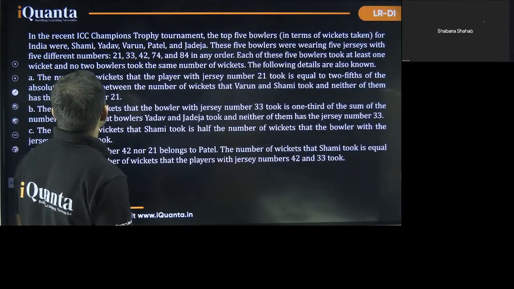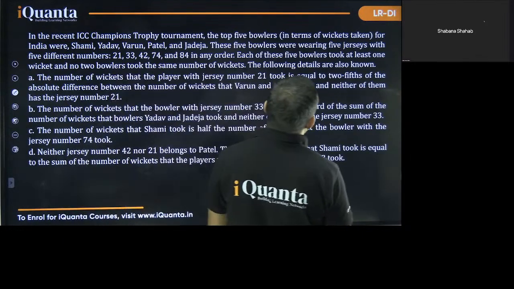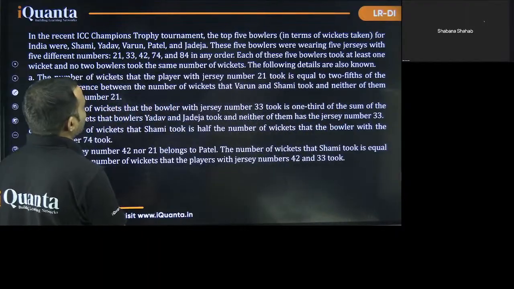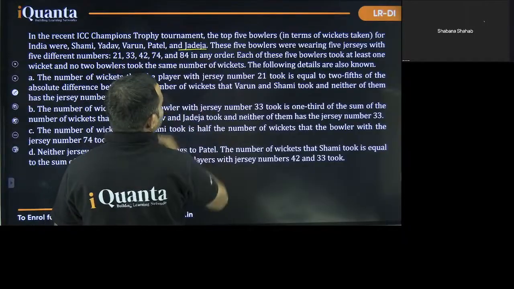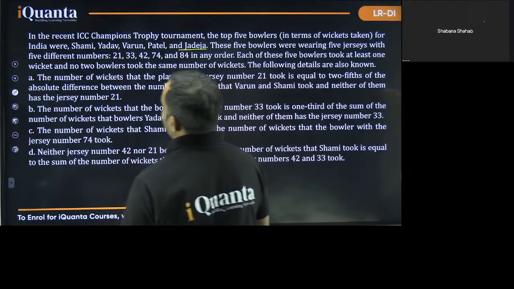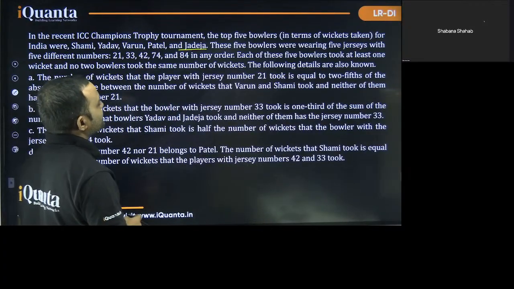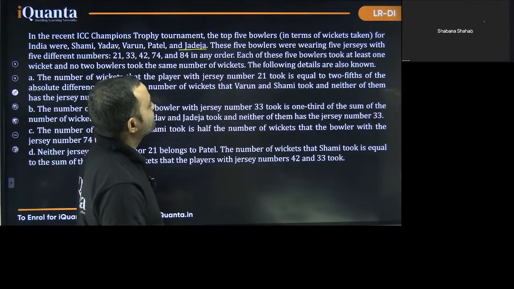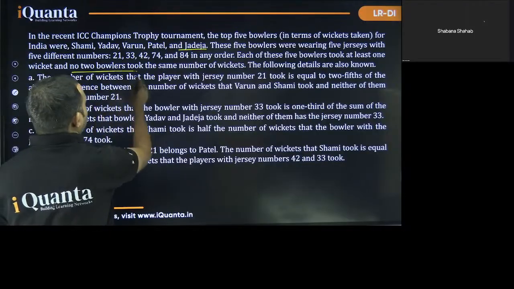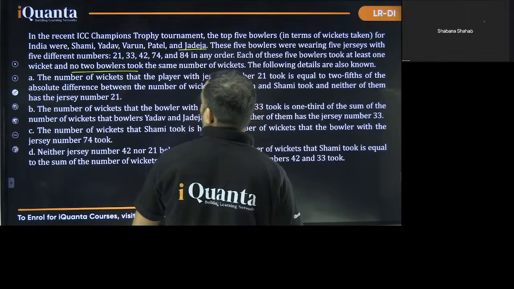Next one says, in the recent ICC Champions Trophy tournament, the top 5 bowlers in terms of wickets taken for India were Shami, Yadav, Varun, Patel and Jadeja. These 5 bowlers were wearing 5 jerseys with the 5 different numbers, 21, 33, 42, 74 and 84 in any order. Each of these 5 bowlers took at least 1 wicket, and no 2 bowlers took the same number of wickets. The following details are known.